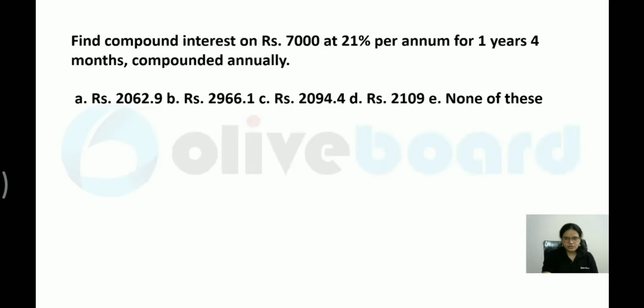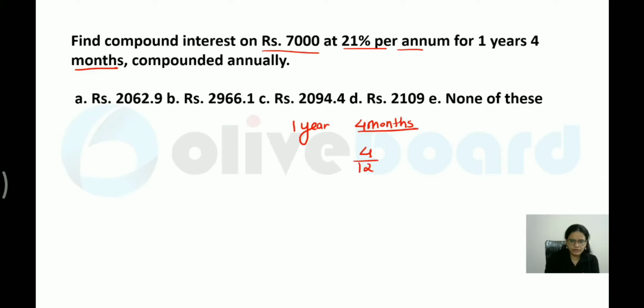Now based on this concept we will solve one question. Find the compound interest on 7,000 at 21% per annum for 1 year and 4 months. Let me convert this. 1 year is given and 4 months. These months you also need to convert into years. What will you get here? 4 by 12, that is nothing but 1 by 3 year.